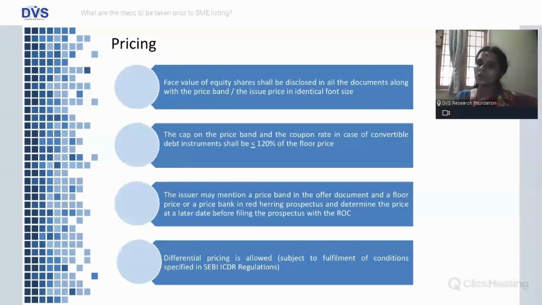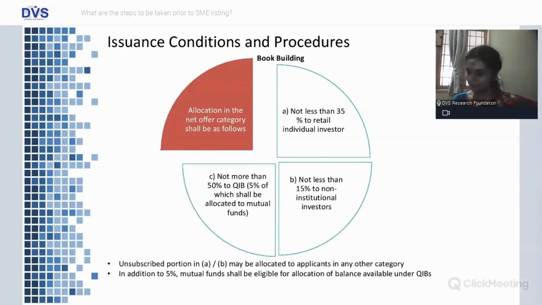And the issuer could also mention the price band in the offer document and the floor price in the RHP, the red herring prospectus, and determine it at a later date. So he also has this particular benefit of determining the price at a later date while fixing the price band. Before filing the prospectus with ROC, he should certainly complete the exercise. Differential pricing is allowed. Reg 251 clearly says that, subject to fulfillment of those conditions as provided in ICDR, differential pricing is permitted.